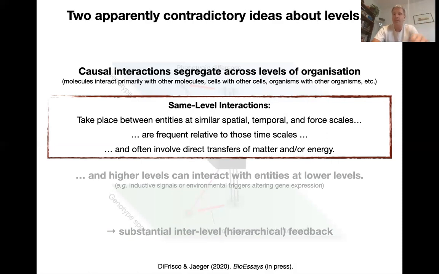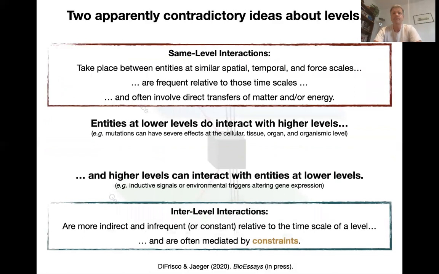It's quite obvious with metabolism, for example, but also cell-cell interaction, cell-cell signaling exchanges chemical signals. Okay, so then you have between-level interactions, which are very different. They are more indirect, in a way that I will explain in a minute, and infrequent, or even constant relative to the time scale of a level. So they happen very slowly. And this is very important here: they are often mediated by constraints, which are somewhat unusual causal interactions.